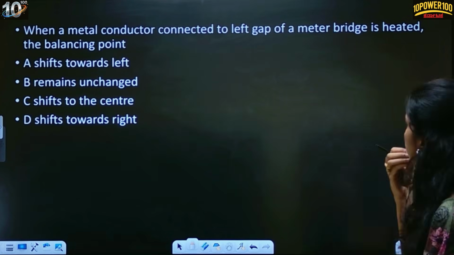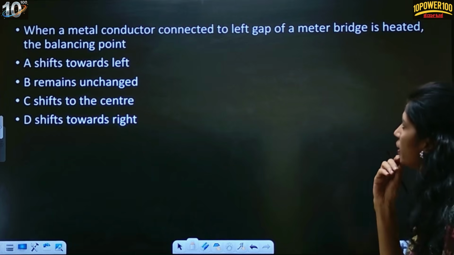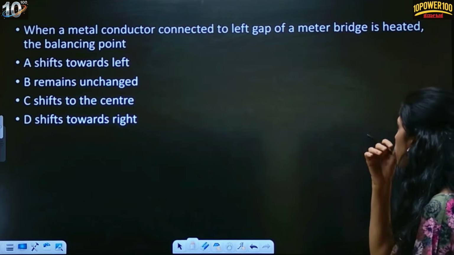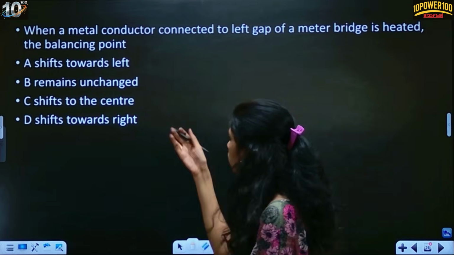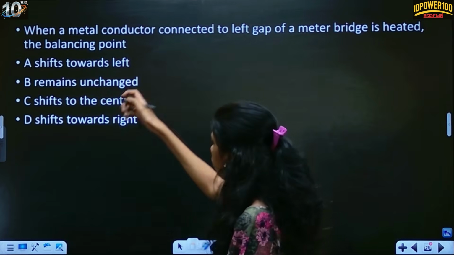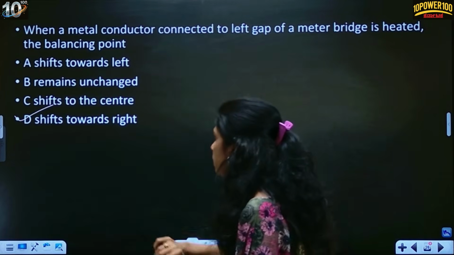Fine. When a metal conductor connected to the left gap of a meter bridge is heated, the balancing point, again it's a meter bridge question, and it's a deleted portion, but still you can just take, if it is connected to the left gap, it will shift towards the right, guys.